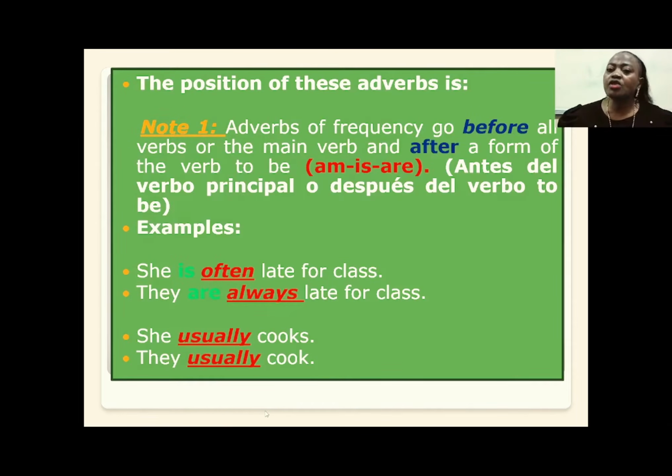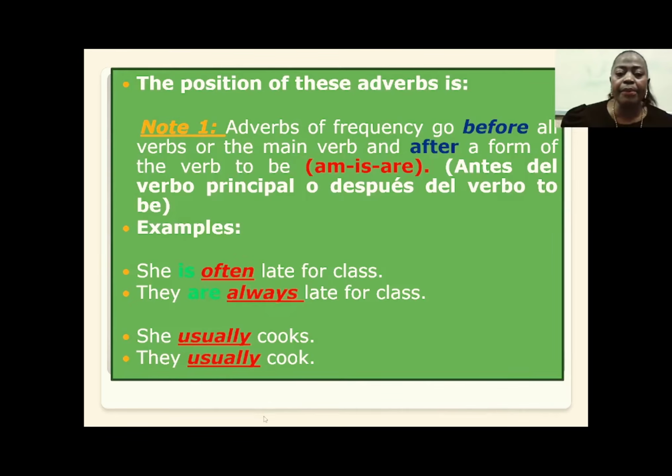So the first thing is that adverbs of frequency go before all main verbs. They come before the main verbs, and they also come after verb to be. Remember, when we talk about verb to be, we have am, is, are. So adverbs of frequency come after am, is, are, but they come before the main verbs.